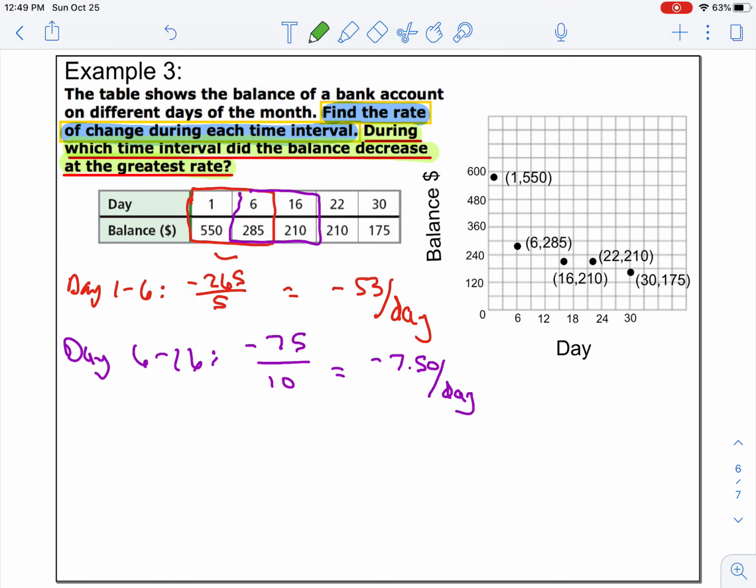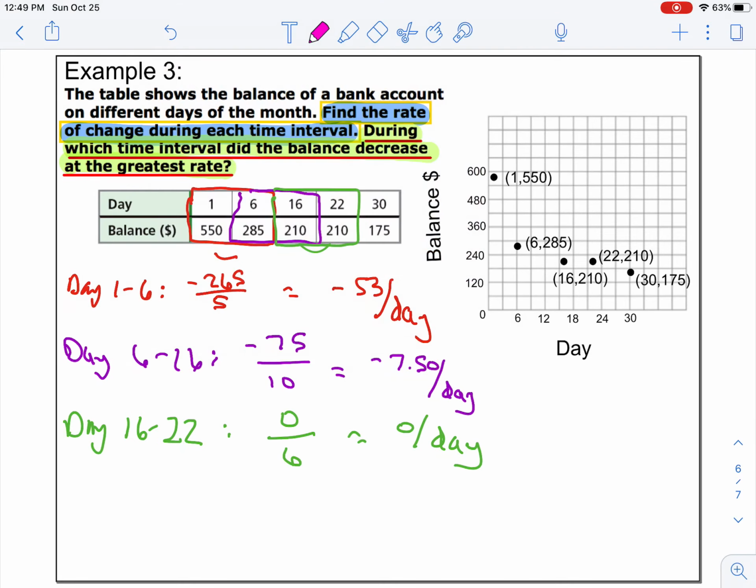Now let's move on. Let's go to a different time interval, and let's go from day 16 to 22. And how much did it go up or down? Well, it actually stayed the same. So it was 0 in a period of 6 days, and so that is 0 per day that it decreased.